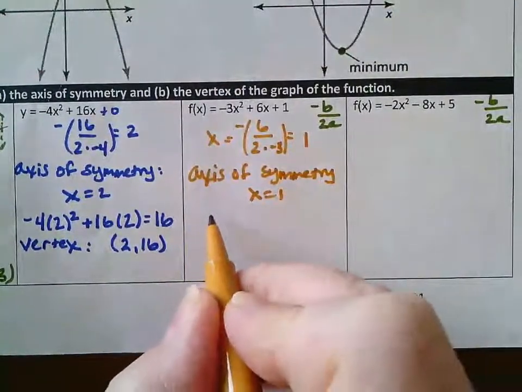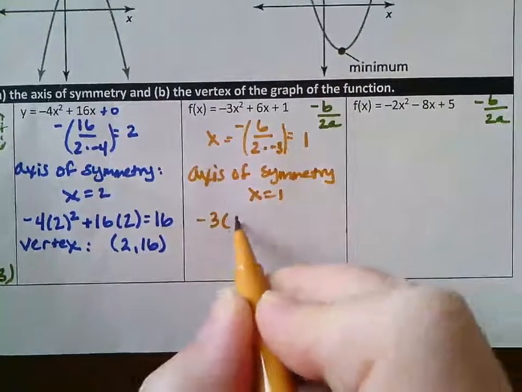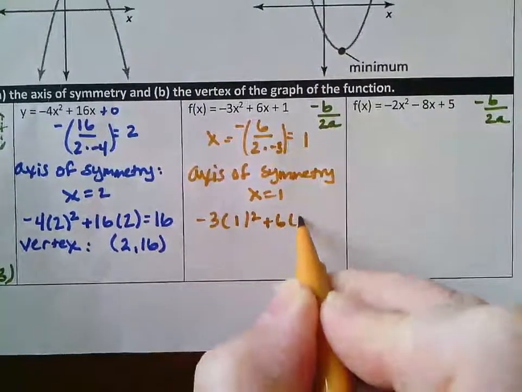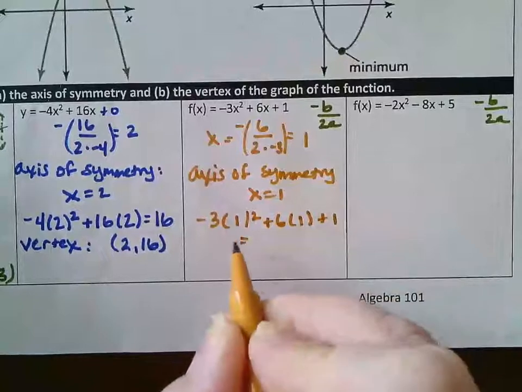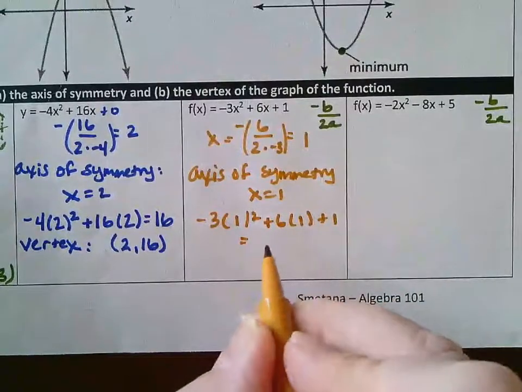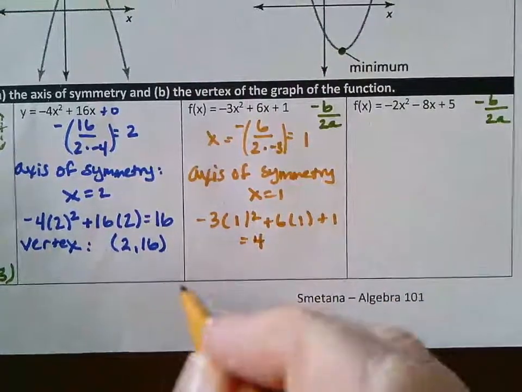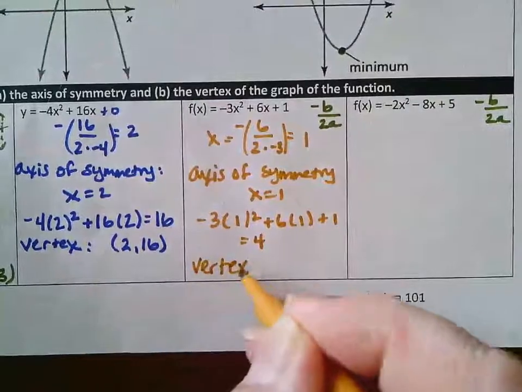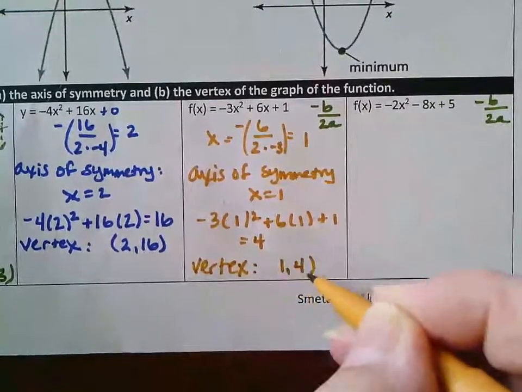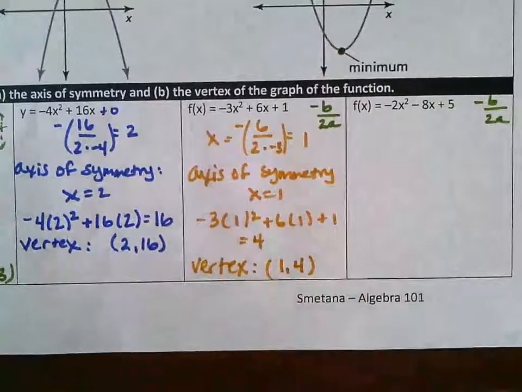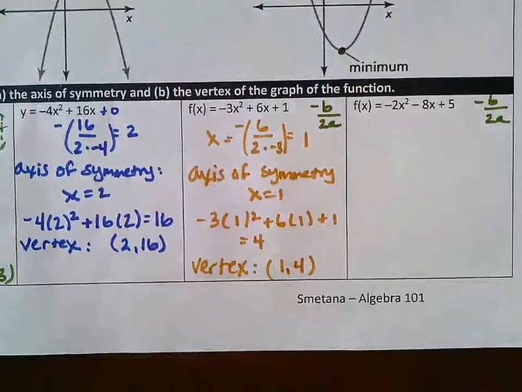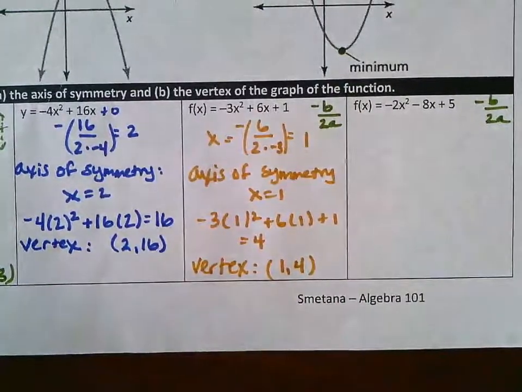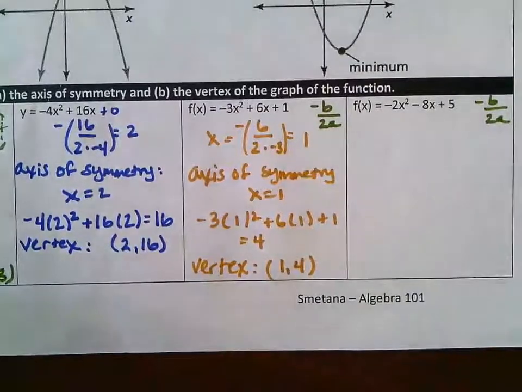And if I plug this in, I get -3 times 1 squared plus 6 times 1 plus 1. I get 4. So my vertex is 1, 4. Don't you love math? So much fun. Okay, so last one of these, and then we'll flip to the back side and do some more.